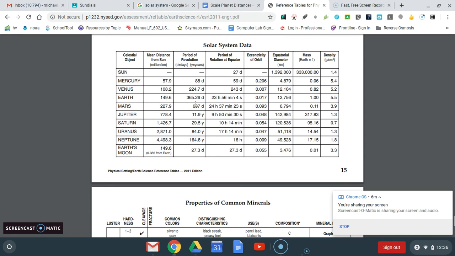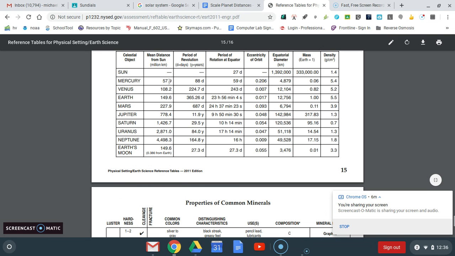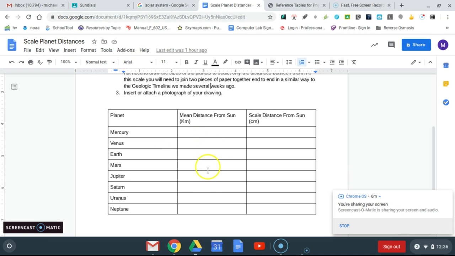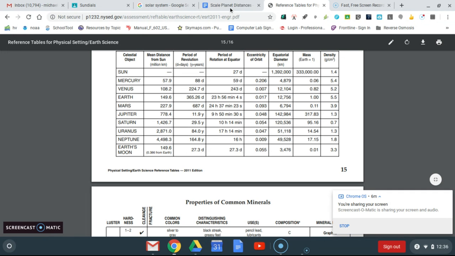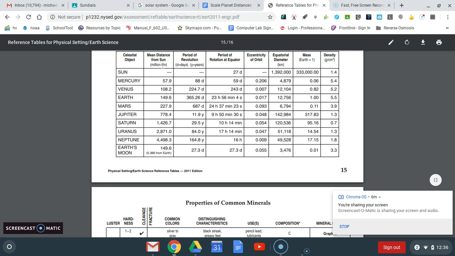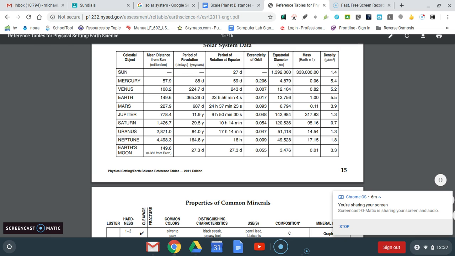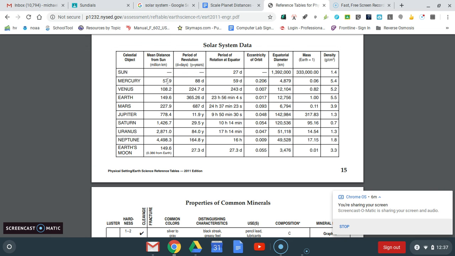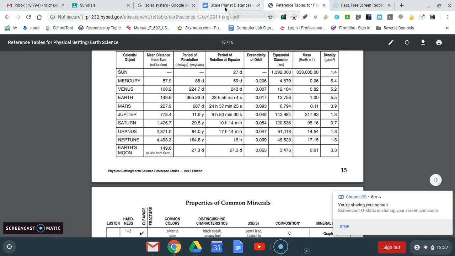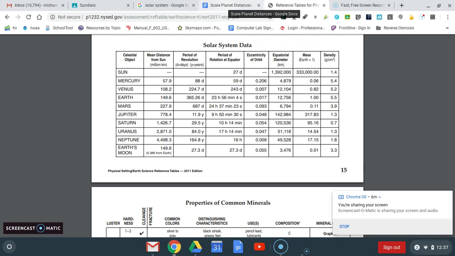Now, anyway, what I want you to do is use these distances from the sun, which are listed here, and you're going to put them into this data table here. So mean distance from the sun in kilometers, you just get from the reference table. Notice that's in millions of kilometers. So that's just something to think about. Space is really big. We're dealing with 57.9 million kilometers, not 57.9.